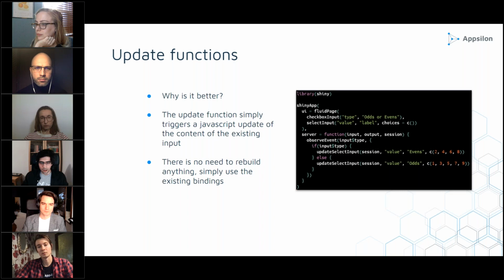So why is this actually better? Like I said, the update function is just sending a message to the browser and then updating that specific element. So there's no need to rebuild anything. It just uses the bindings that Shiny already created for that specific element.